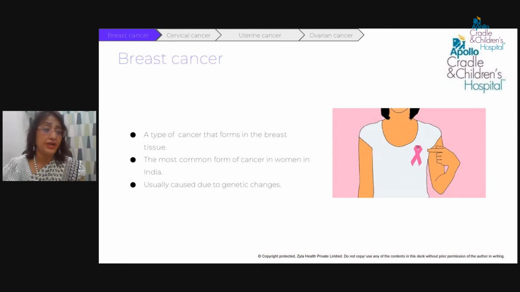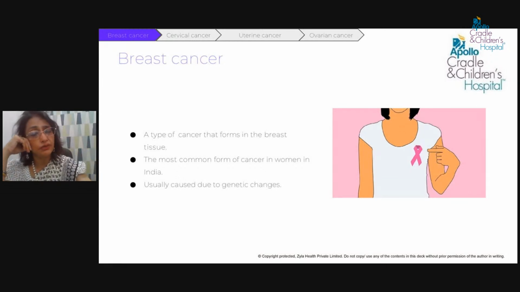Avoid unnecessary medical radiation like x-rays. If it is necessary, go for it, but don't unnecessarily go for any radiation exposure. Many times women who are at high risk take medicines like tamoxifen, etc., to prevent breast cancer, but please take it under the guidance of a gynecologist. Don't take it on your own.